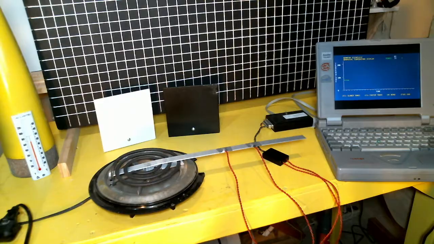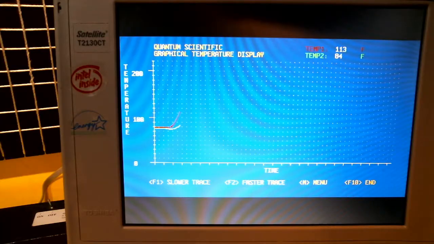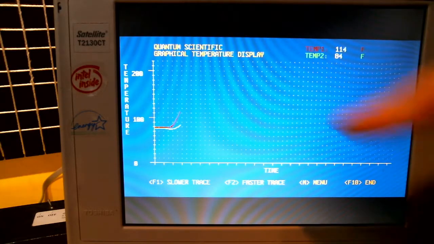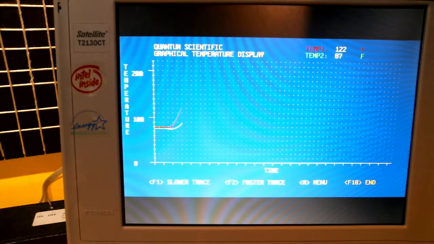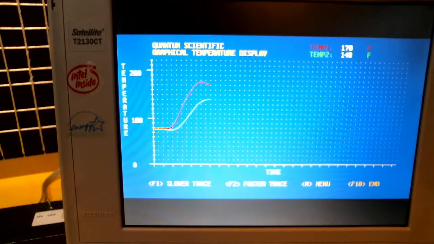Here's a screenshot of the temperature of the plate as it's heating up. The red line, currently at 115 degrees Fahrenheit, is the thermistor closest to the hot plate. And the green line is currently at about 87 degrees Fahrenheit, and it's the thermistor that's a little bit further out. Now here's a little bit of time after I've turned off the hot plate.